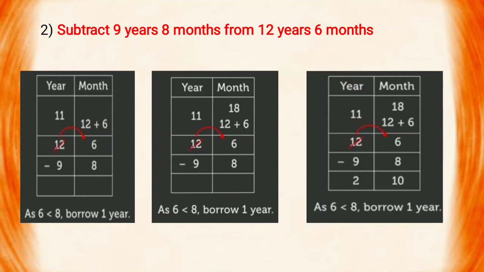While borrowing, 12 becomes 11 and it gives 1 year. In 1 year how many months are there? 12 months are there. So add 12 plus 6, you will get 18 months. Now you can subtract 8 from 18. You will get the answer as 10 in the months, and in the years you have 11 minus 9, the answer is 2 years. So the final answer is 2 years and 10 months.